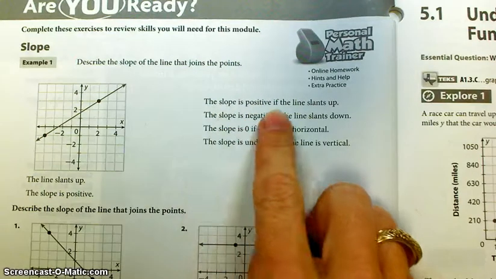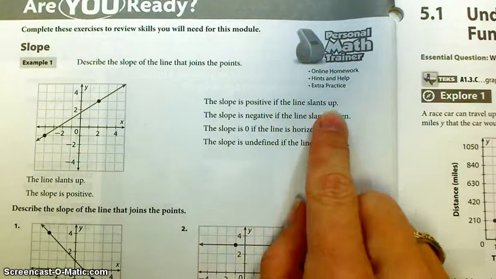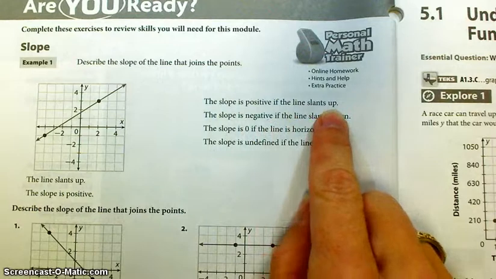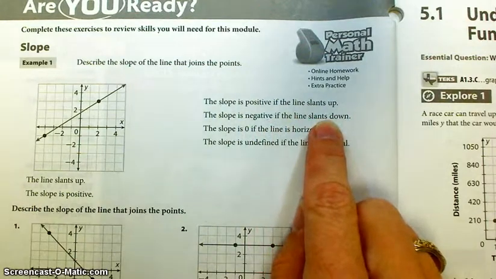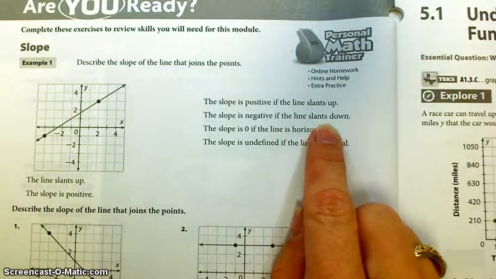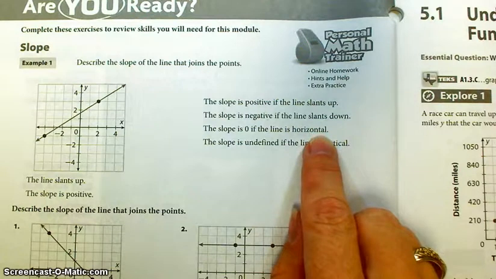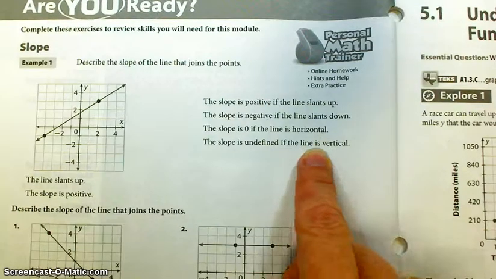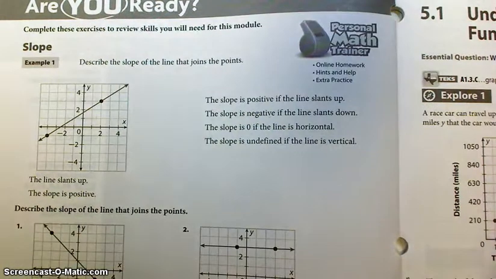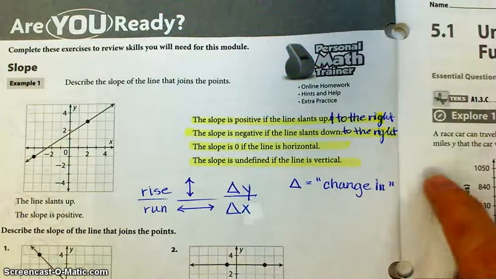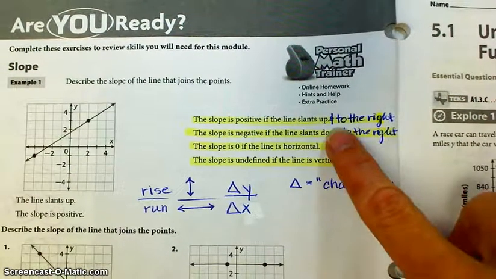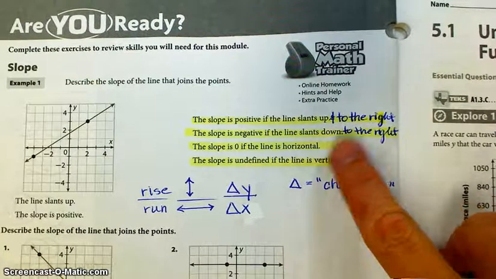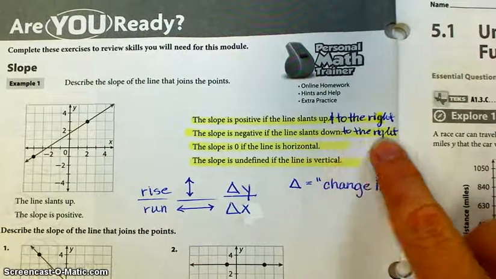The slope is positive if the line slants up. Well, they mean if it slants up and to the right. Slope is negative if the line slants down and to the right. If you have a line that's horizontal, the slope is 0. If you have a line that's vertical, the slope is undefined. So those are some things that you've learned, but I wanted to point them out because you may have forgotten them. Okay, so I highlighted those, and then I added, slants up and to the right, slants down and to the right, that kind of thing.